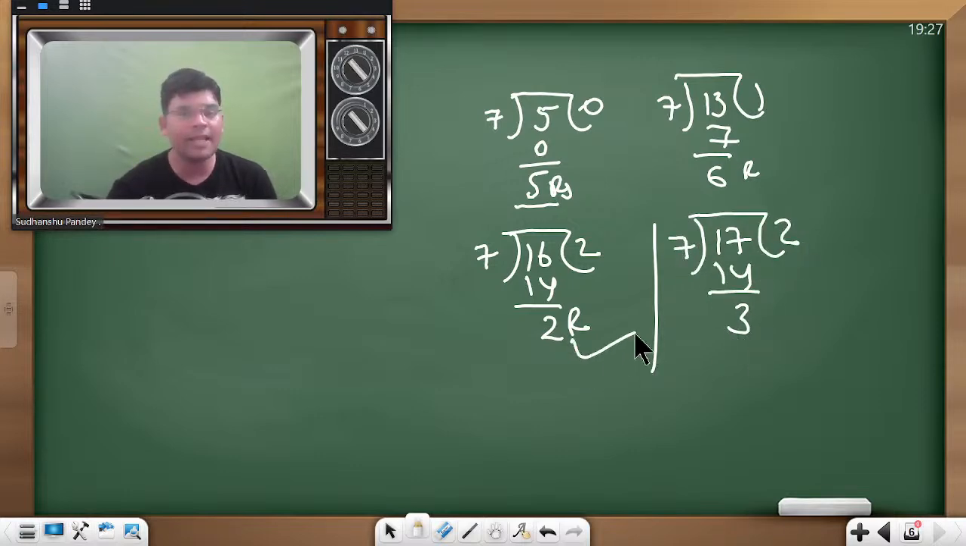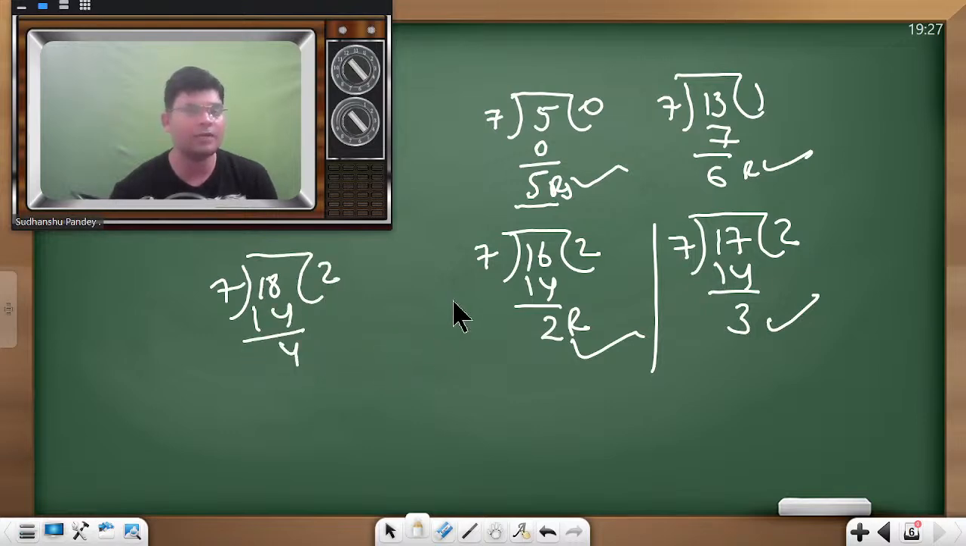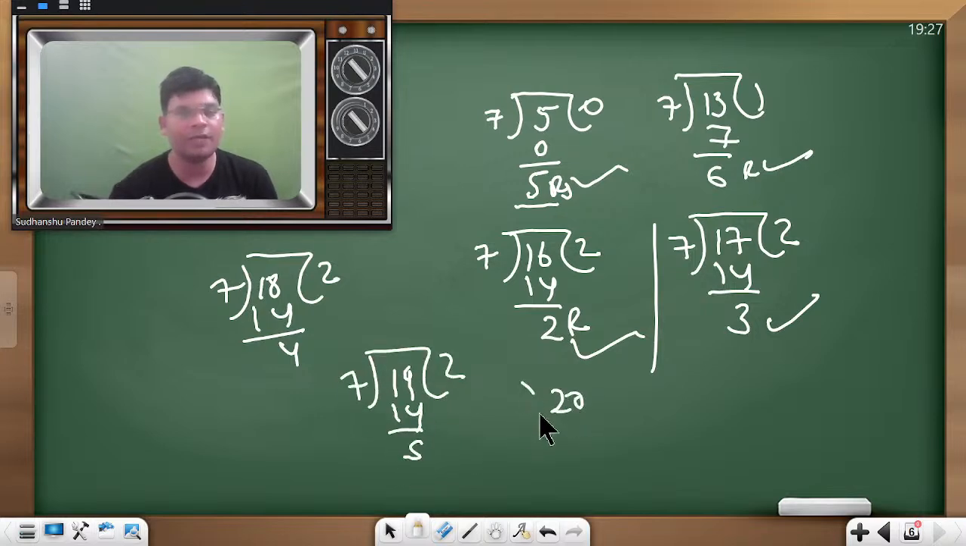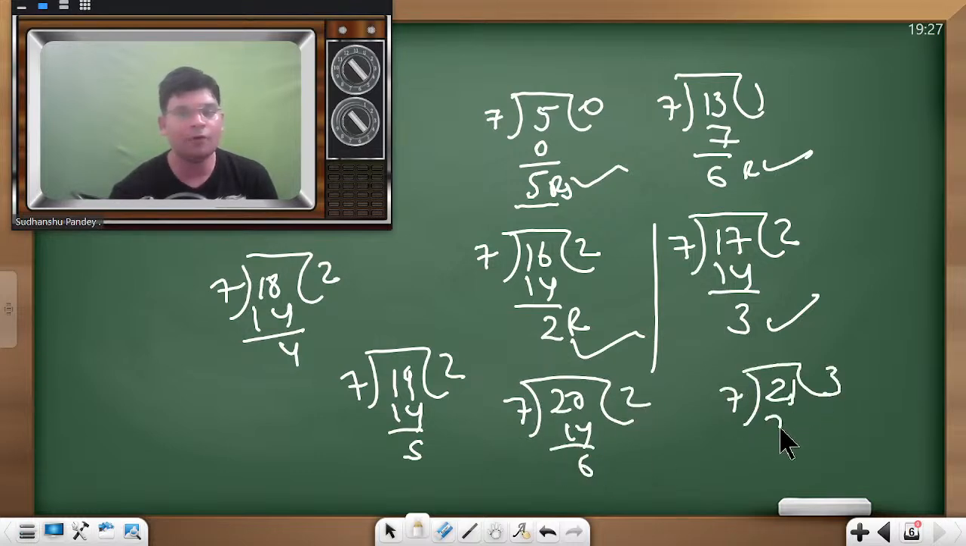So the remainder can be 2, can be 3, can be 5, can be 6, can be 4 as well. If I divide 18 by 7, 7 into 2 is 14, 4 is the remainder. If I divide 19 by 7, 7 into 2 is 14, 5 will be the remainder. If I divide 20 by 7, 7 into 2 is 14, 6 will be the remainder. If I divide 21 by 7, I am going to get 0 as a remainder. So remainder can be 0, 1, 2, 3, 4, 5, 6. It cannot be 7, 8, 9, 10.